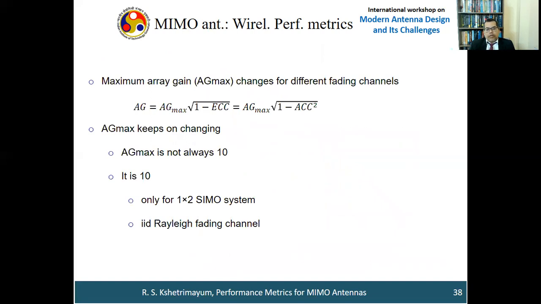So the conclusion is that array gain maximum, which is taken as 10 in the MIMO antenna literature, is not fixed. It keeps on changing for different fading channels and different MIMO systems also.